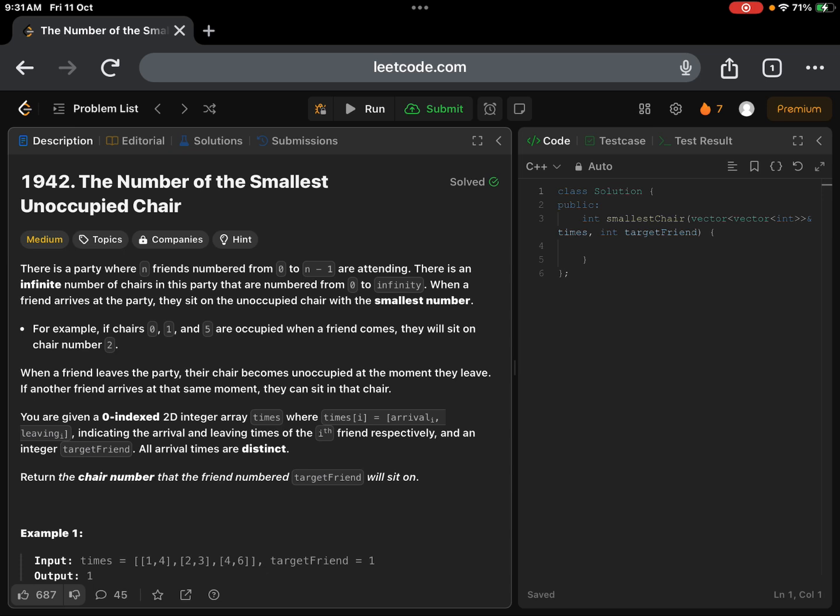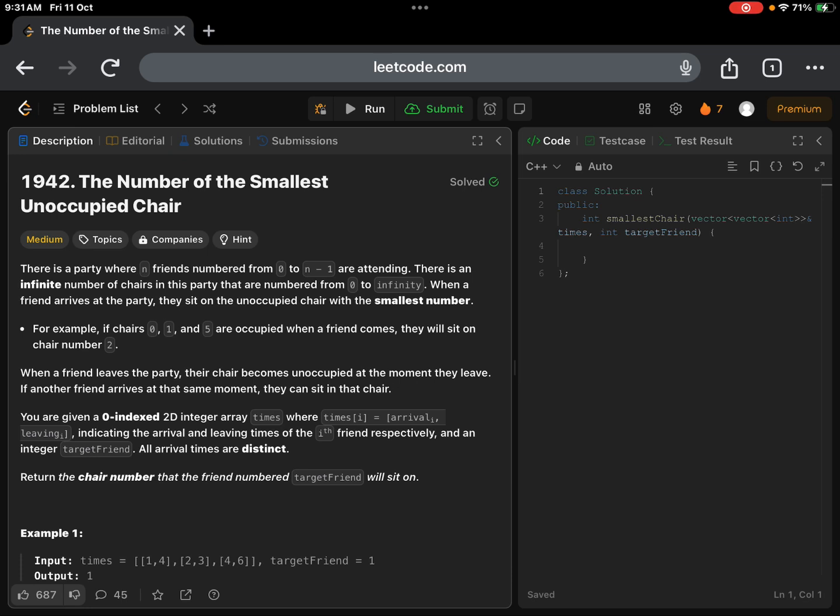Whenever a friend arrives at the party, they sit on the unoccupied chair with the smallest number, which means that if chairs number 0, 1, 5 are occupied in the party, then 2, 3 and 4 are vacant, and he will sit on the lowest numbered chair, which is 2. When a friend leaves the party, that chair becomes vacant again, and if another friend arrives, he will sit on the vacant chair with the least number.